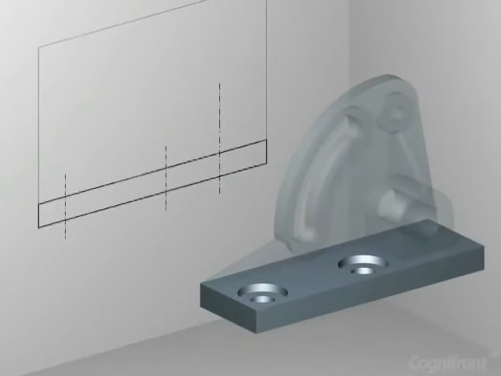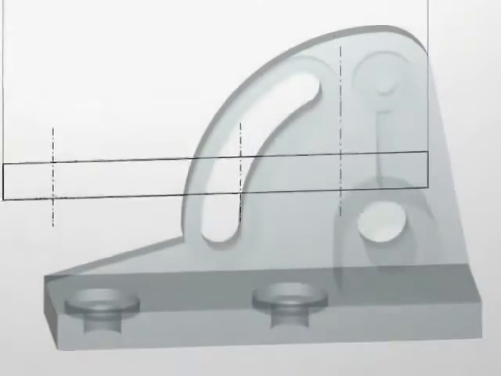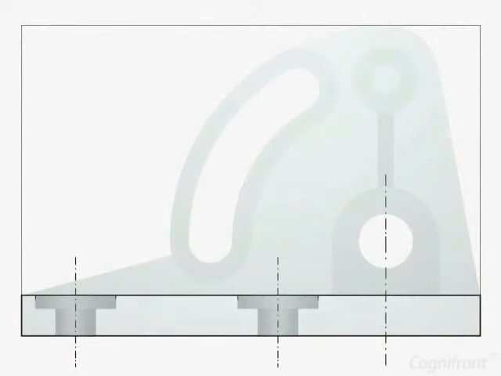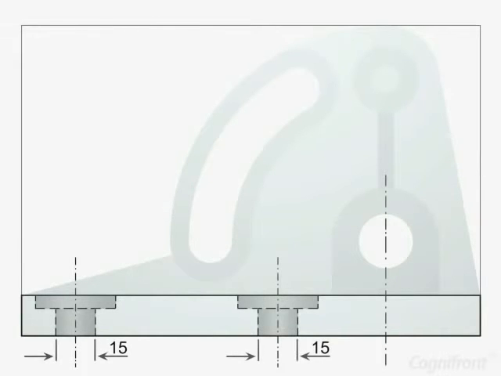As next step, we will project spot face holes. Observe each hole has two parts with different diameters. Draw hidden lines for the upper part with 30 mm diameter and it is 5 mm deep. The lower part has diameter of 15 mm.